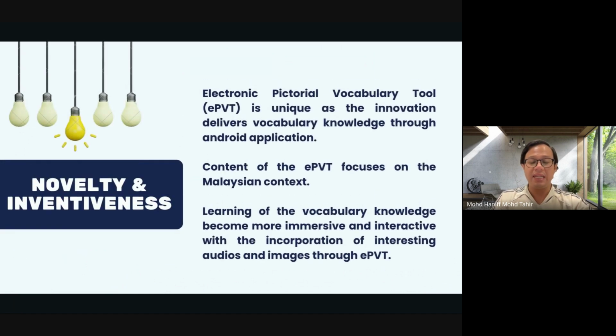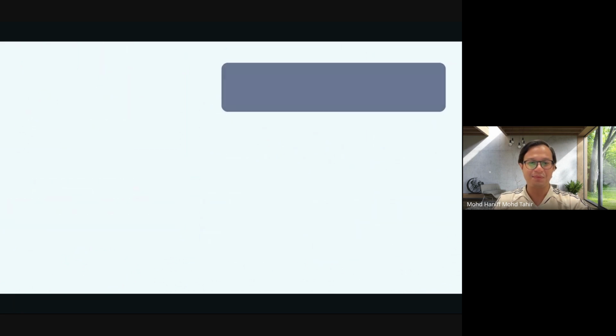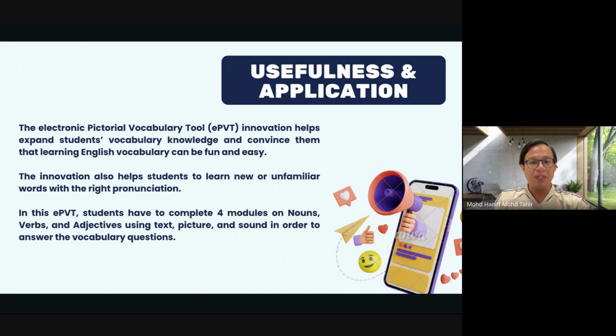In terms of novelty and inventiveness, ePVT is unique as the innovation delivers vocabulary knowledge through an Android application which focuses on the Malaysian context, in which learning of vocabulary knowledge has become immersive and interactive. In terms of usefulness and application, the ePVT will help to expand students' vocabulary knowledge and convince them English vocabulary learning can be fun and easy, and students will be helped to learn new or unfamiliar words with the right pronunciation.